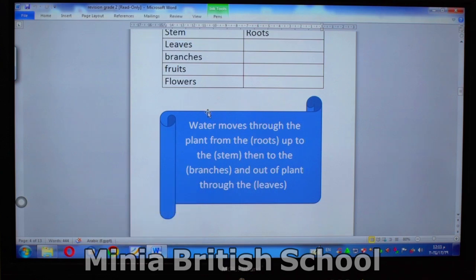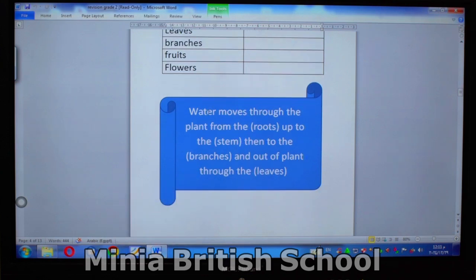Okay, grade 2. We must know water moves through the plant from the roots up to the stem, then to the branches and out of the plant through leaves. Okay.